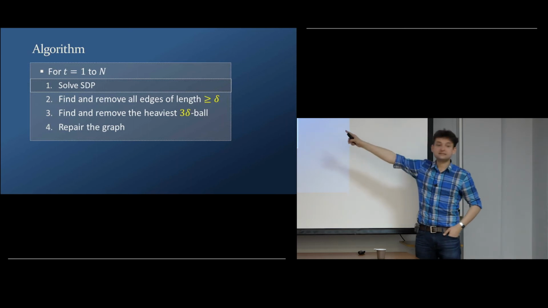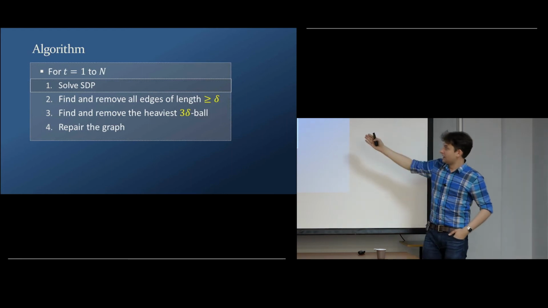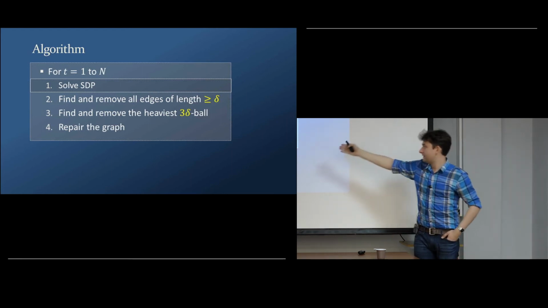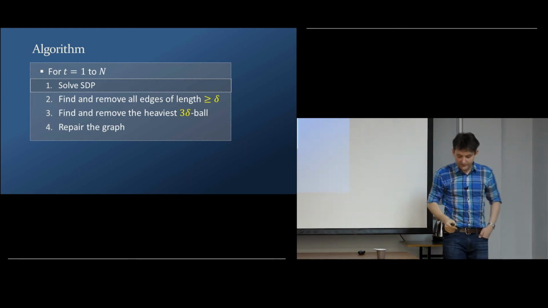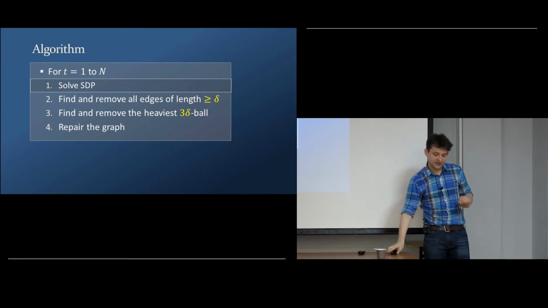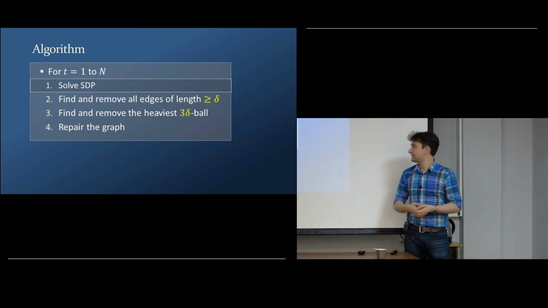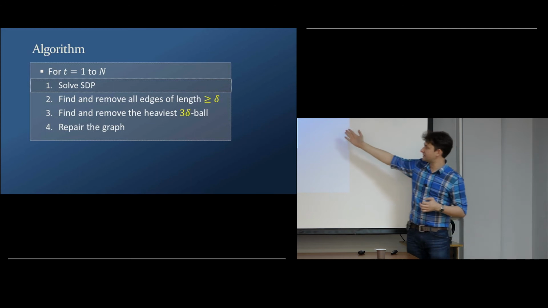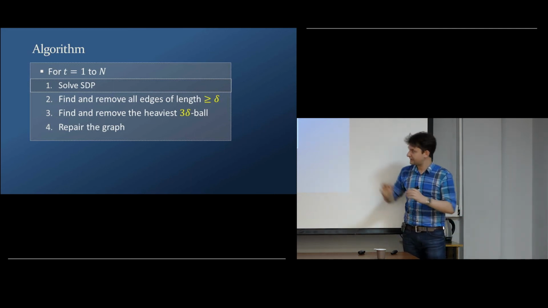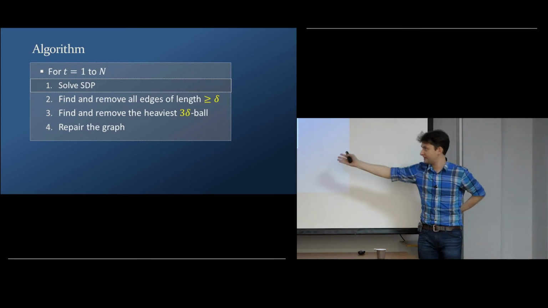What's important, we resolve the SDP again. We get a new solution. We remove edges of length greater than delta. We remove the heaviest ball. Again, repair the graph and continue. We repeat till the sparsity of the cut or the value of the SDP solution drops by a factor of maybe log n. Then we stop. It turns out that we will need maybe log n iterations, so the number of iterations of this algorithm is not that much. It's not that expensive to repeat this procedure many times. What's really expensive is to solve the SDP even once.